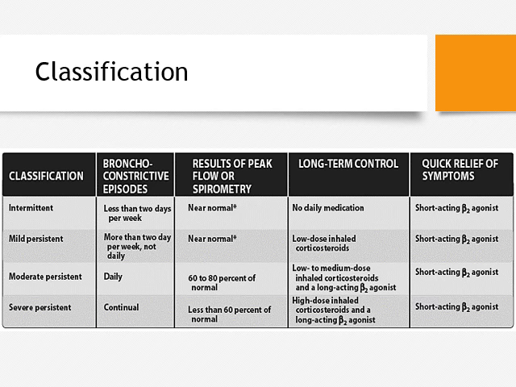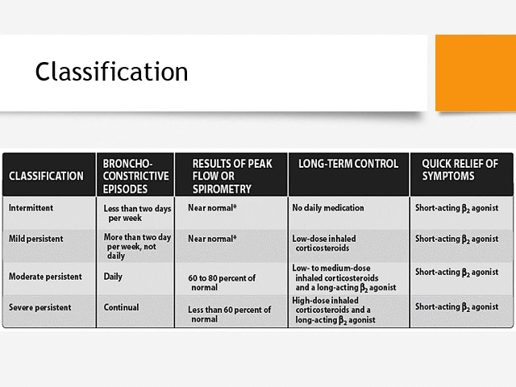Now, this table shows the classification and treatment of asthma based on the frequency and severity of the symptoms. Asthma can be divided into intermittent, mild persistent, moderate persistent, and severe persistent asthma. In intermittent asthma, there are less than 2 days per week of asthma attacks. The forced expiratory volume or spirometry test is near normal. In intermittent asthma, no long-term control medications are given. However, for the quick relief of the asthma attack, short-acting beta-2 agonists may be given.